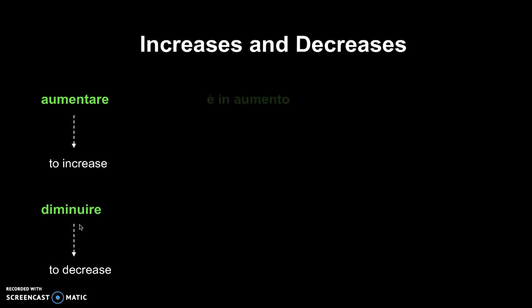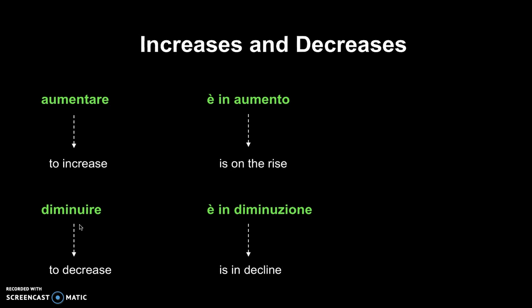When commenting on trends, 2 useful verbs are aumentare, to increase or augment, and diminuire, to decrease or diminish. We can use these verbs in different ways. So you could say, for example, il tasso di disoccupazione è in aumento. So the unemployment rate is on the rise. Or il tasso di nascita è in diminuzione. The birth rate is in decline or is falling.